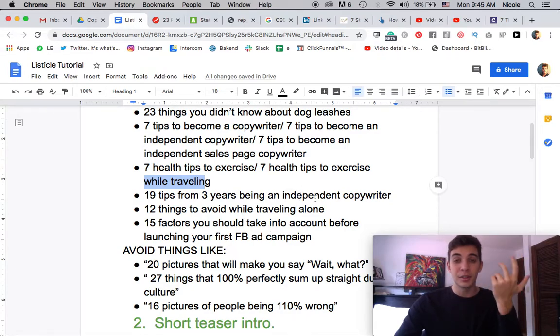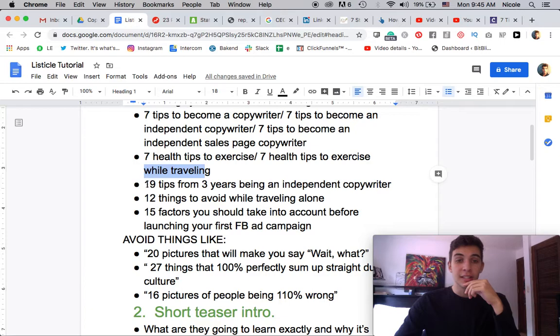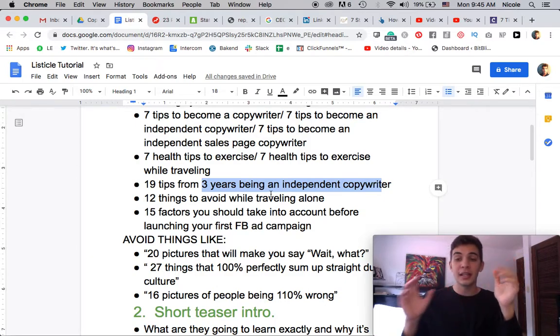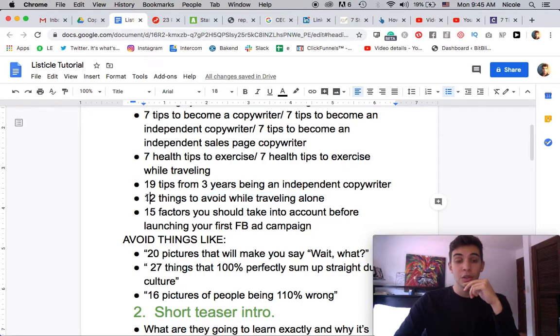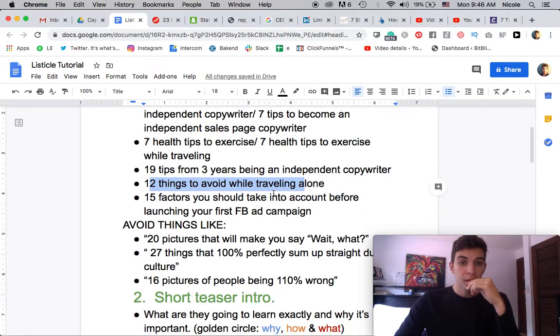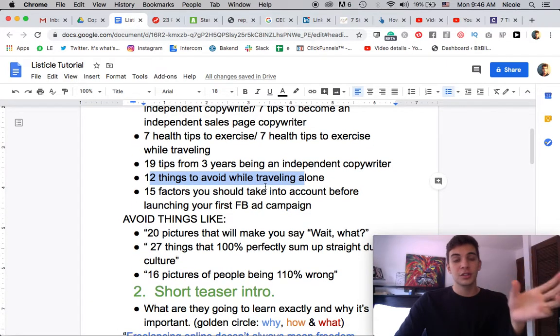And you can also take some personal approaches. Let's say that it's a personal experience. So you can say 19 tips from 3 years being an independent copywriter. So you can take a lot of different angles on the same topics and the same things. You've gotta research your audience and your competition also. What have they done and how can you make a different approach? It can be even the same information, but you're giving a different approach, which you tweak with the introduction and the conclusion.